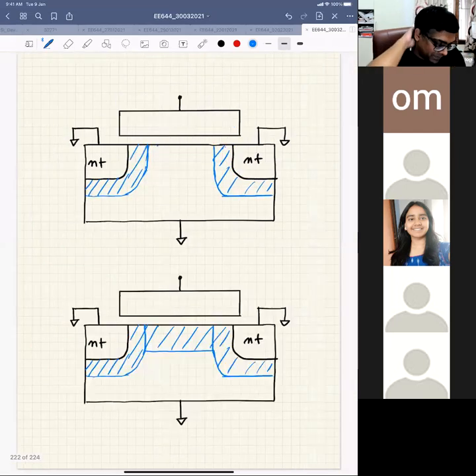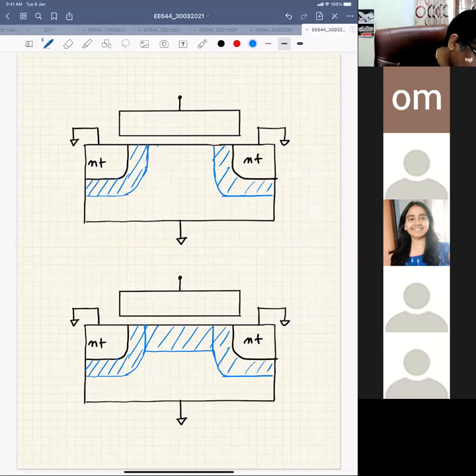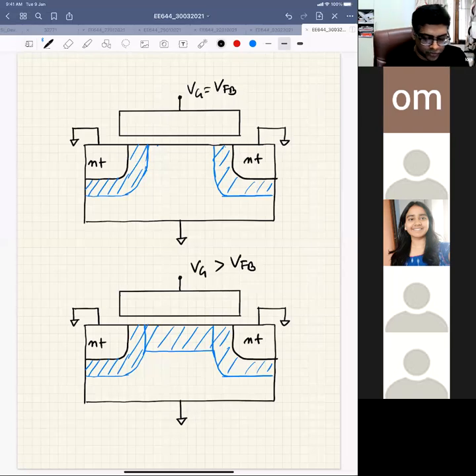Now, the same thing. In this first case, your Vg is equal to the flat band voltage. In the second case, your Vg is greater than the flat band voltage. That means the gate also creates a depletion region. So this is the total charge we are talking about.